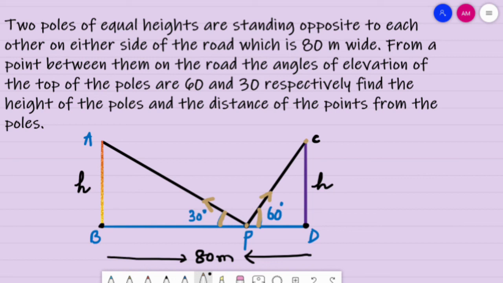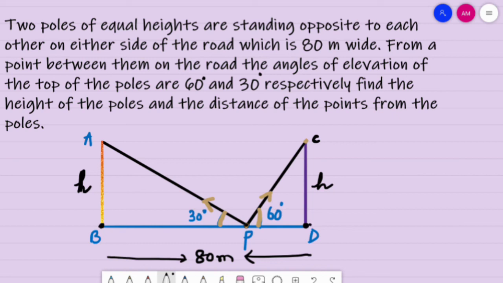Okay, so now what do you have to find out? Find the height of the poles and the distance of the point from the poles. That means, see, first of all you have to find out H, and then from B to P what is the distance, and from D to P what is the distance.